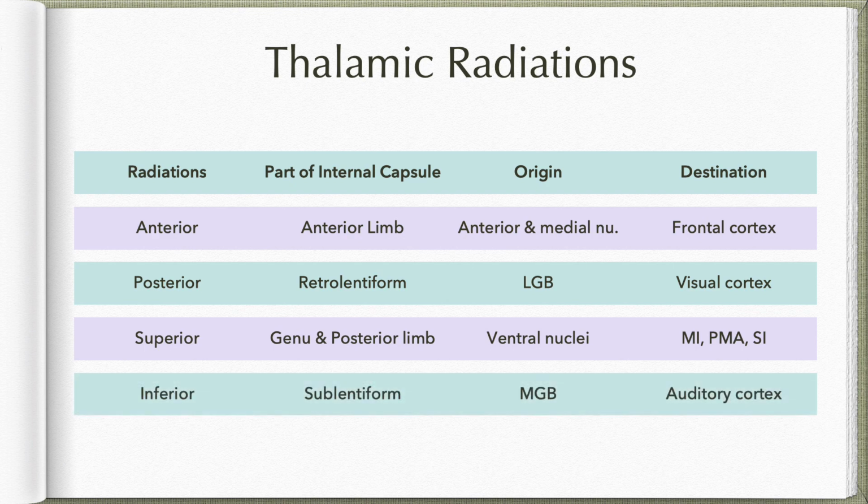Inferior thalamic radiation will be passing through the sublentiform part of the internal capsule. These fibers begin from medial geniculate body and they will be reaching auditory cortex. So these are the 4 thalamic radiations.